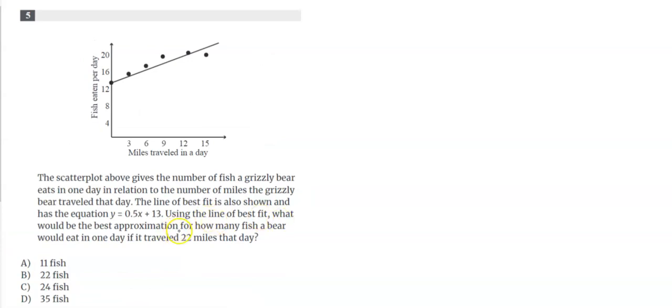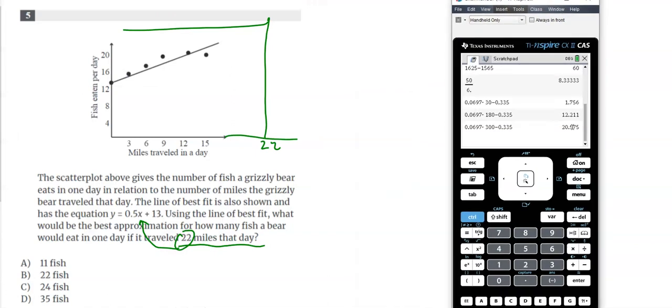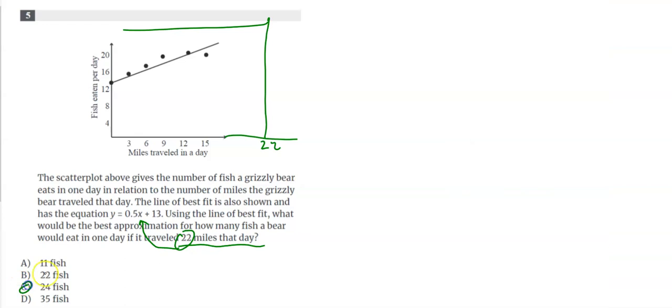Use the line of best fit. What is the predicted number of fish a bear can eat if it travels 22 miles in one day? So I don't know, that's somewhere out here. So it's somewhere up there, but I need to do a better job of estimating this. So I'm going to plug into the formula and see what happens here. Let's get our calculator out. So this would be 0.5 times 22 plus 13. 24. So 24 is right.